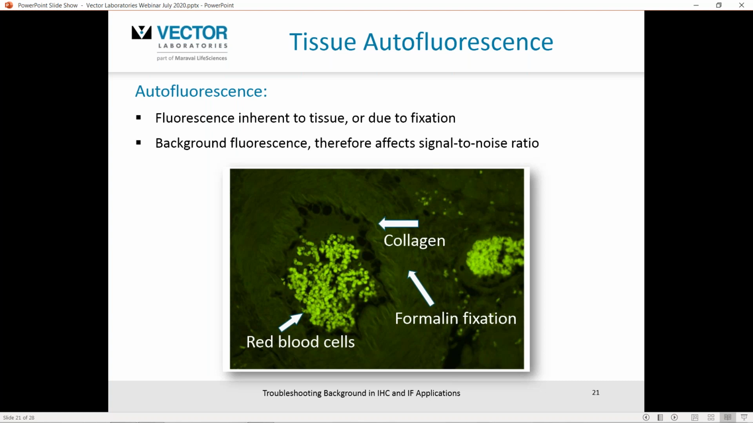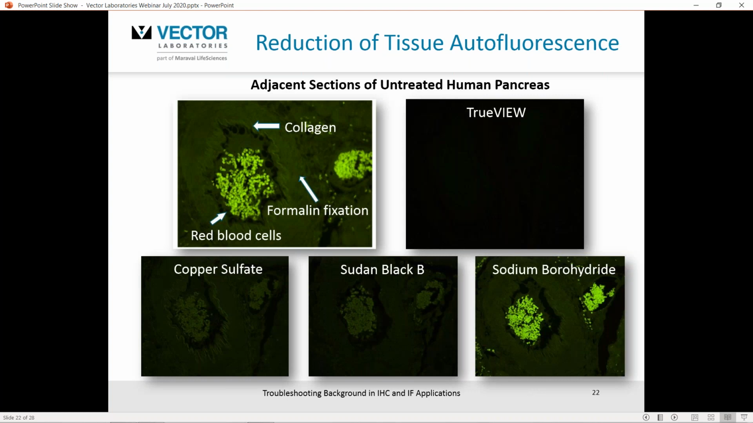So what we've developed is a product called TrueView. The schematics here show you that in comparison to other products out there, such as copper sulfate, some of the ink-based reagents, or even homebrew reagents such as sodium borohydride, TrueView certainly does do a great job in quenching autofluorescence from these tissue elements, red blood cells, and aldehyde fixatives.